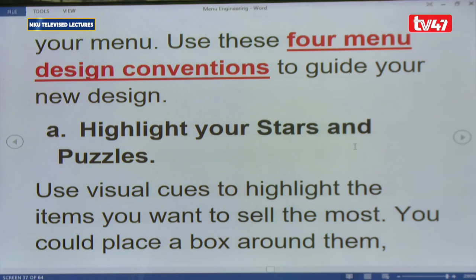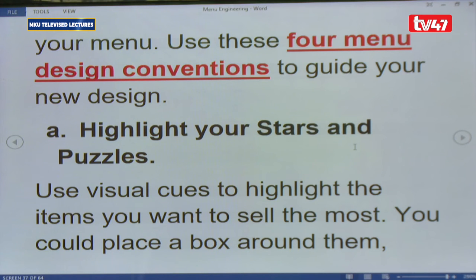We have four menu design conventions that we encourage you to use while you are redesigning your menu. One, you need to highlight your stars and your parcels. Use visual cues to highlight the items that you want to sell the most.